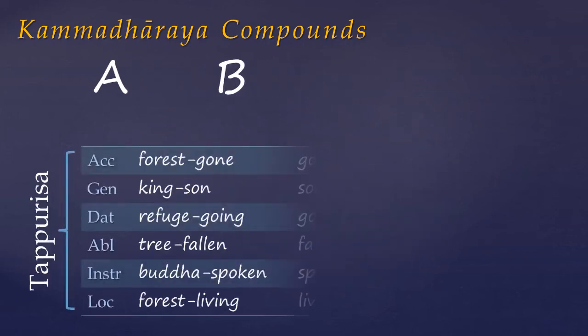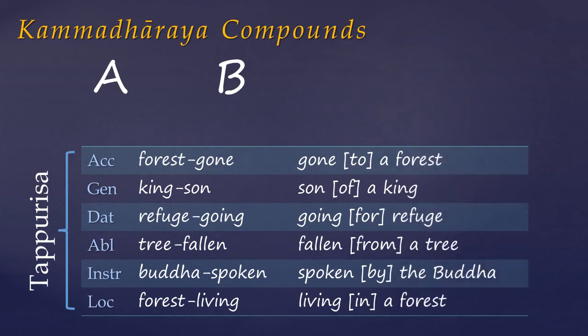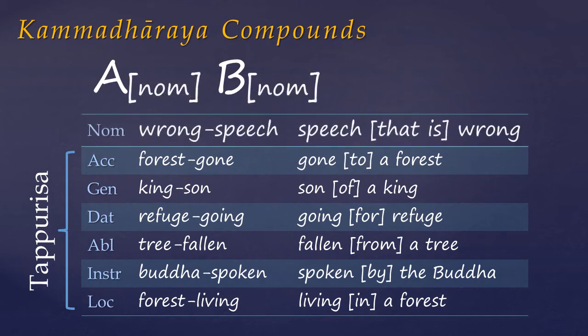The difference to a Tatpuruṣa is that if the member terms were not compounded, the two words would be in the same case, because one qualifies the other, rather than having a case relationship between them. One could usefully think of the members as having a nominative case relationship, following the formula: a bee that is a, speech that is wrong, a boat that is a house. Some guides even have these as a subclass of the Tatpuruṣa, and both are called determinate compounds.